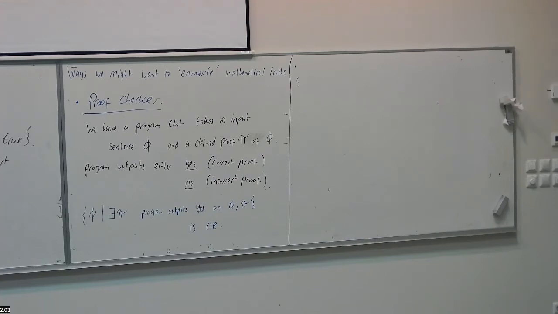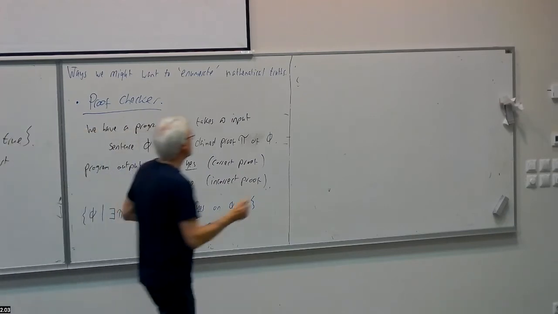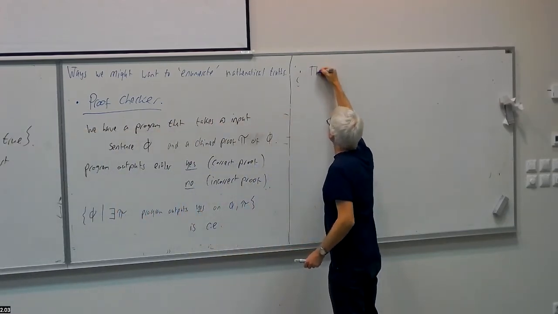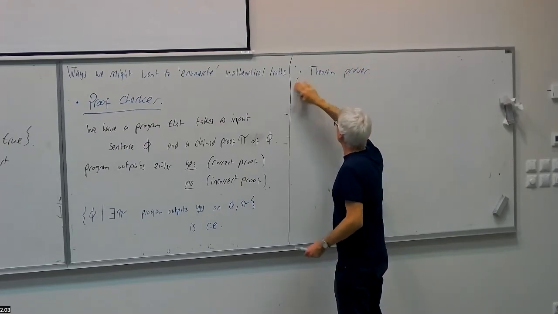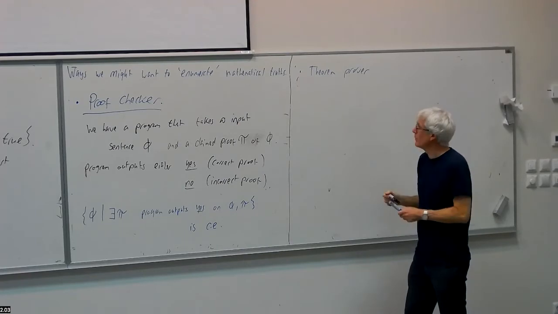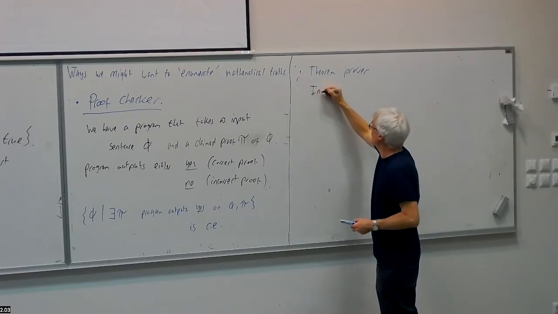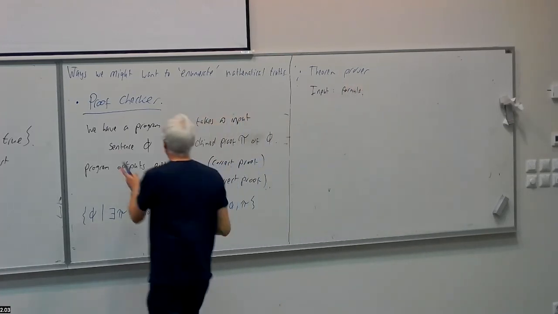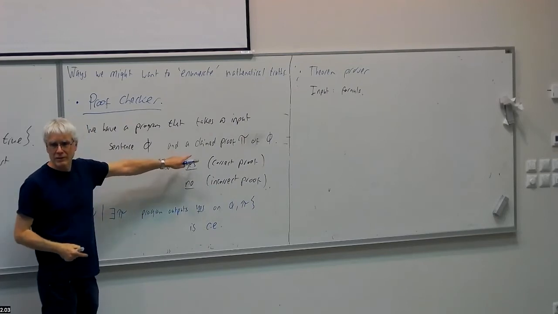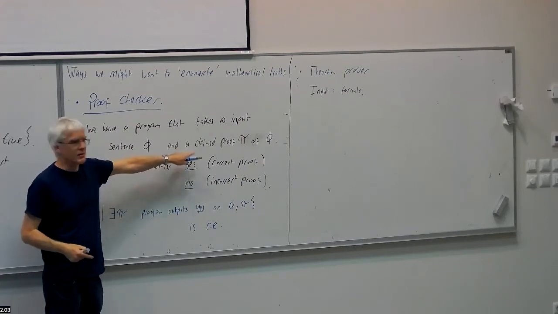So that's a proof checker. So a theorem prover. In this case, I'm just going to say what the inputs are and what the outputs are. The input is just a formula. The idea of the proof checker is you rely on the mathematician to come up with the proof. The machine just verifies that it's a correct proof.